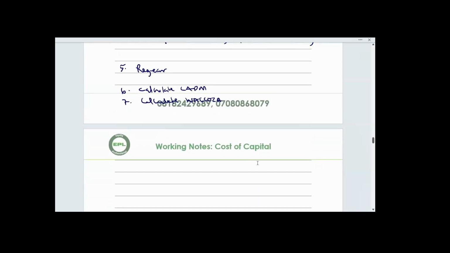So at this point, let's have an illustration to demonstrate our learnings. I will stop sharing this and move to the working notes. Sorry, the question notes.